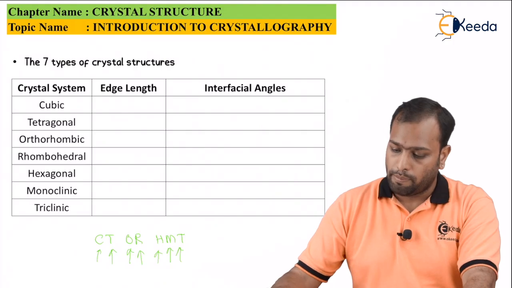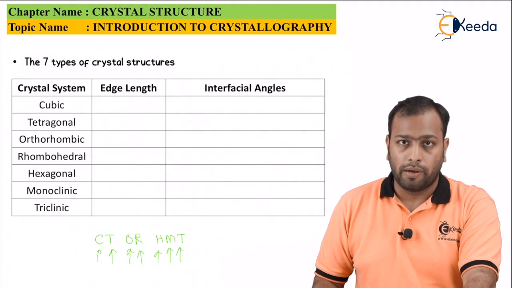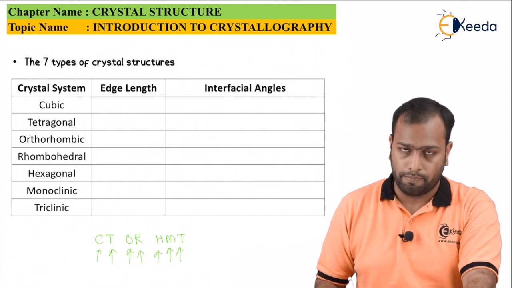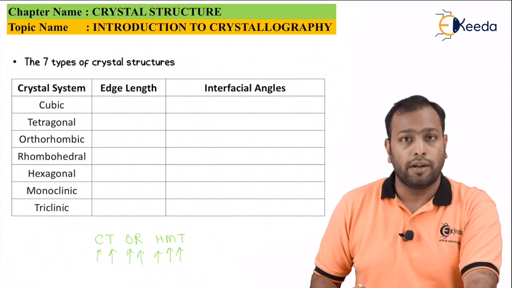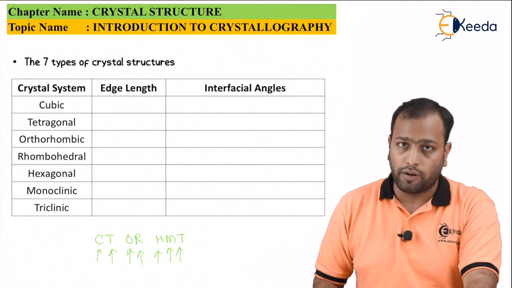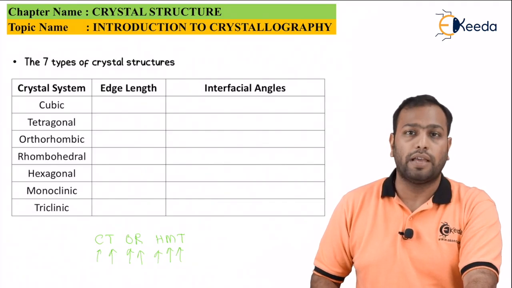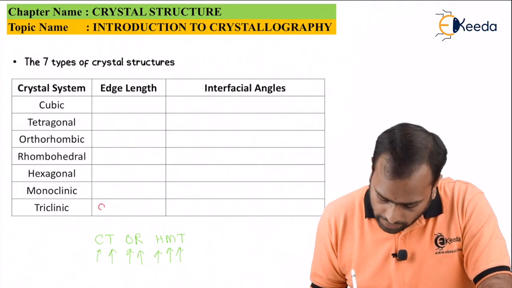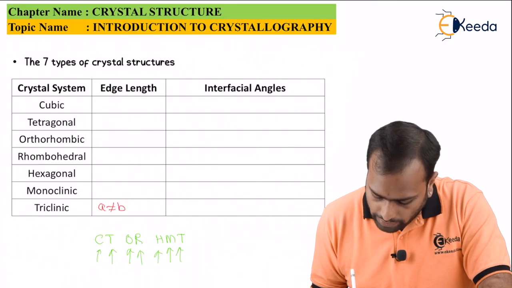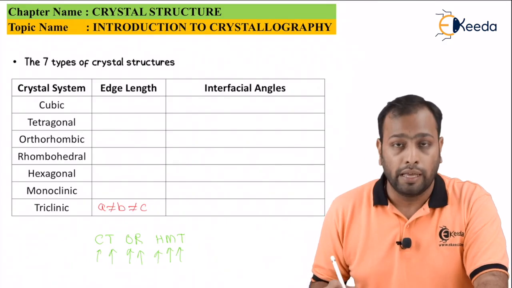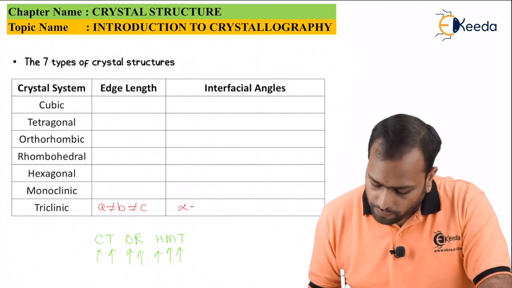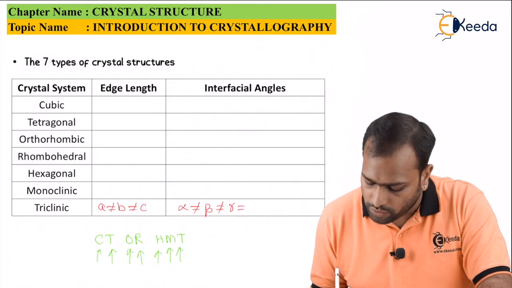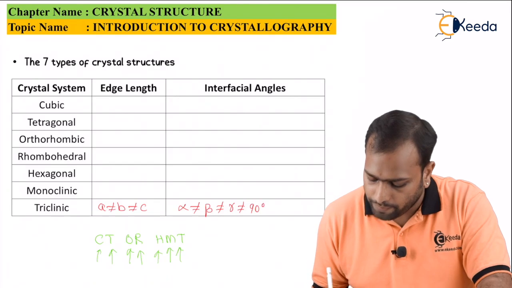Now do remember, one of the most distorted structures in the entire Bravais lattice is the triclinic, wherein neither of the sides are equal and neither of the angles are equal. So let's write it down first. In triclinic, a is not equal to b, which is not equal to c, and also the angles alpha not equal to beta not equal to gamma, which is not equal to 90 degrees.